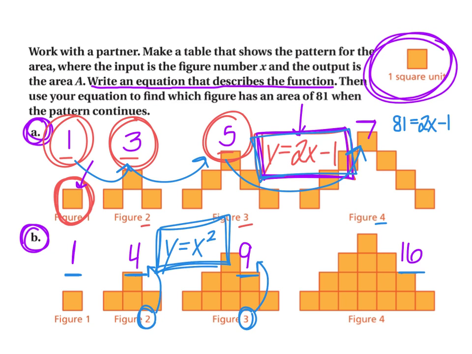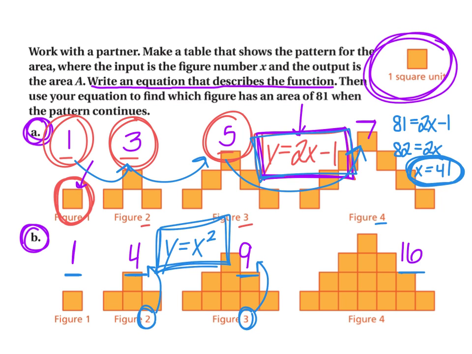Add 1 to both sides to get 82, to get rid of the -1, and then divide by 2, and we can find out that on figure number 41, we will finally reach 81 as an area, 81 of those orange squares.